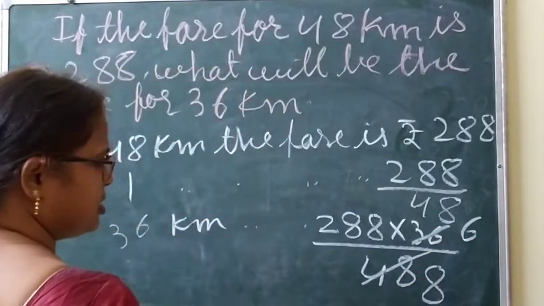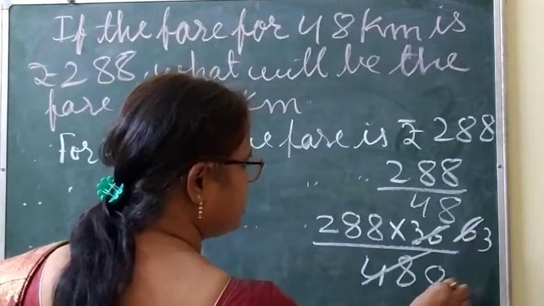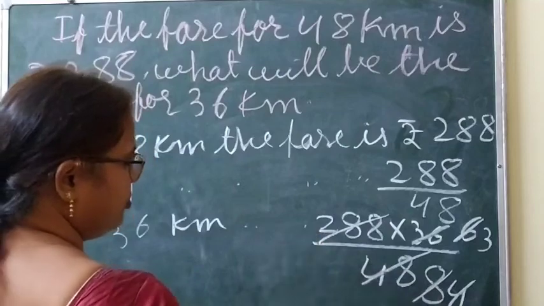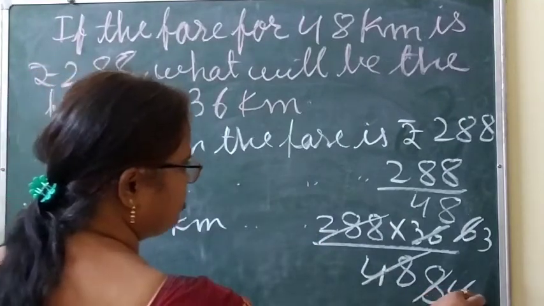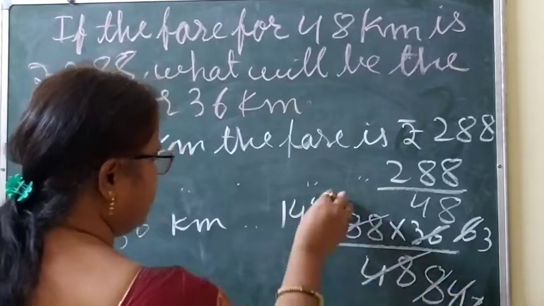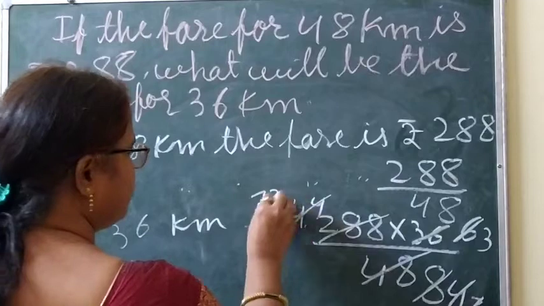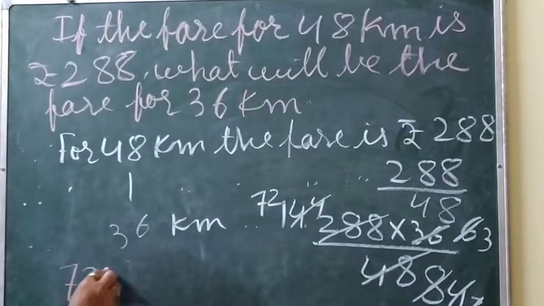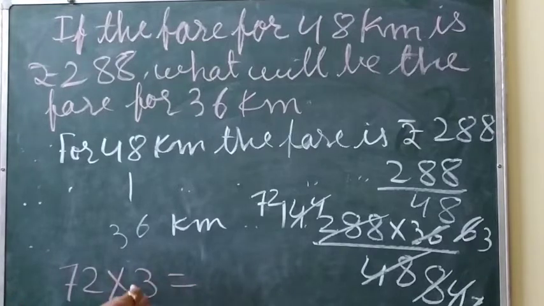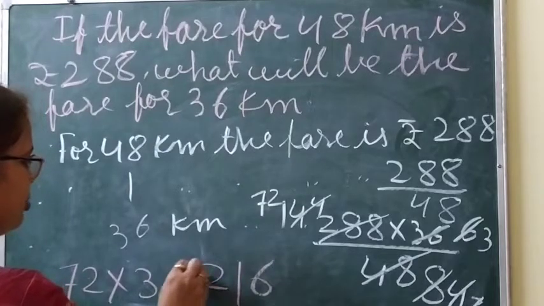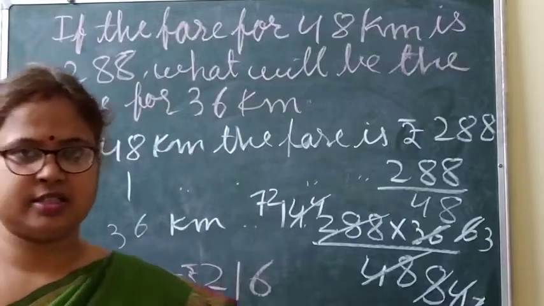Then 6 8s are 48. Then 2 3s are 6 and 2 4s are 8. Then we can cancel here. So 2 2s are 4, 2 1s are 2, 2 4s are 8, 2 4s are 8. Again 2 7s are 14 and 2 2s are 4. So what we have? We have 72 into 3. So now 3 2s are 6 and 3 7s are 21. So the answer will be rupees 216. Clear?